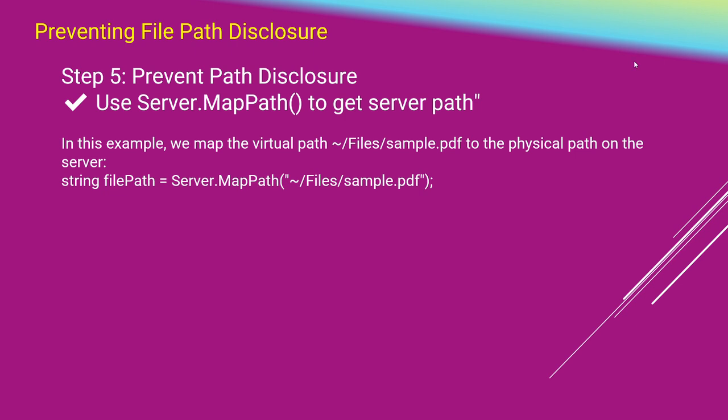For security reasons, never expose the server's full file path. Instead, use the Server.MapPath method to get the server path from a virtual path. In this example, we map the virtual path /file/sample.pdf to the physical path on the server, as in the example. This ensures that the user can only access the file and not the actual directory structure on the server.